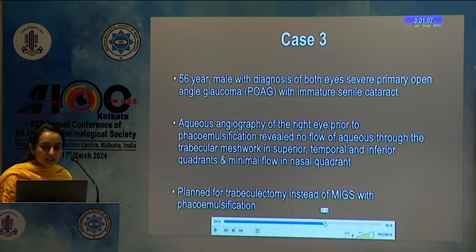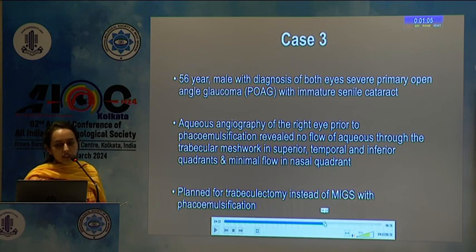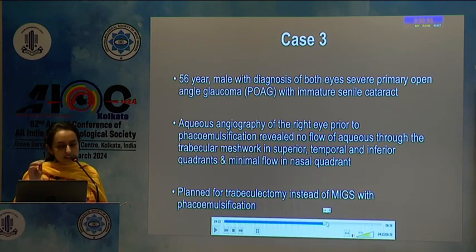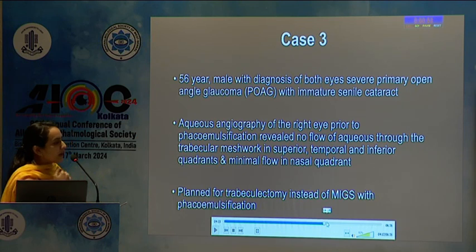In the third case, it was a diagnosis of severe primary open-angle glaucoma, and we performed aqueous angiography, which revealed very poor aqueous outflow. And we planned for a trabeculectomy in this case. This was a severe case, but even in mild and moderate primary open-angle glaucomas, we found a severe lack of aqueous outflow.